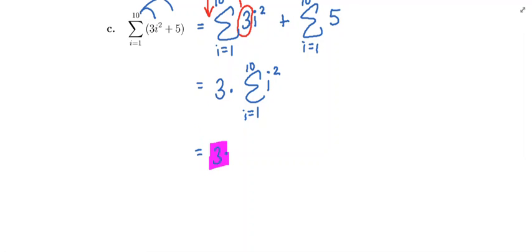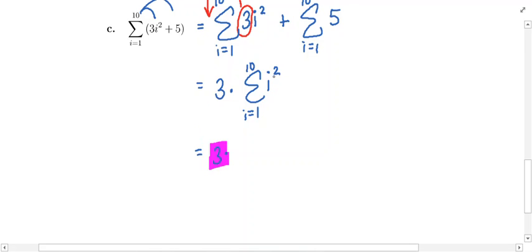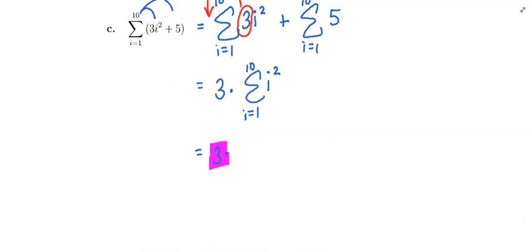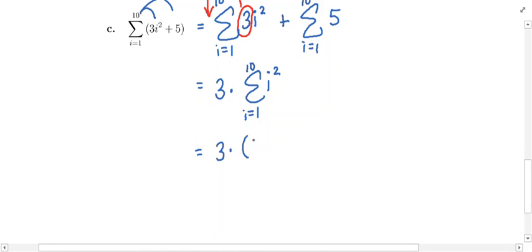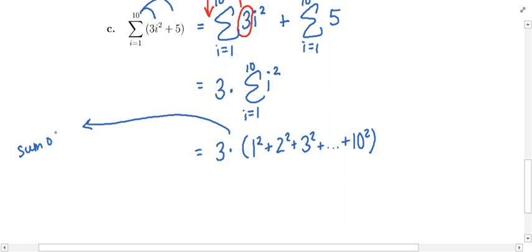So when you look at what we're summing up, squares. When you read this, this is going to be 1 squared plus 2 squared plus 3 squared all the way up to 10 squared. So I'm actually going to write that out. Let me leave my 3 here. In parentheses, this is going to be 1 squared plus 2 squared plus 3 squared all the way up to 10 squared. This is the sum of the squares of the first 10 natural numbers.